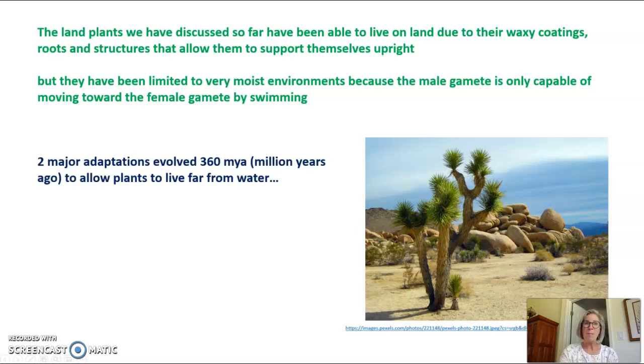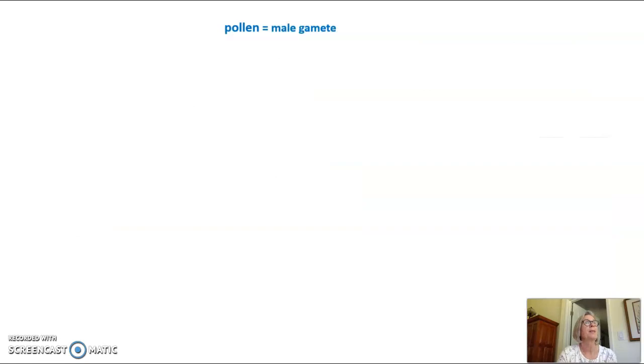So two major adaptations evolved 360 MYA. That's actually a unit, and it stands for million years ago. And these two major adaptations allowed plants to live far from water, even in desert areas, as pictured here. So we had pollen and seeds as our two major adaptations. I'm going to go through each of these individually.